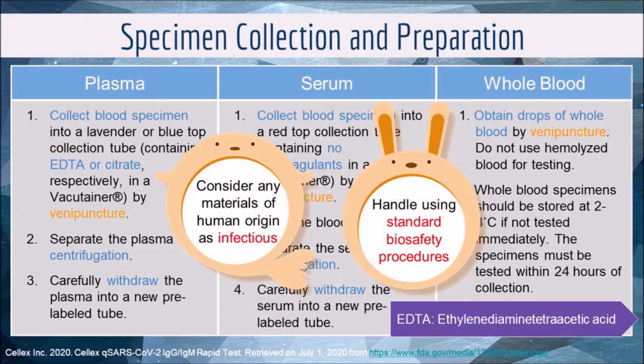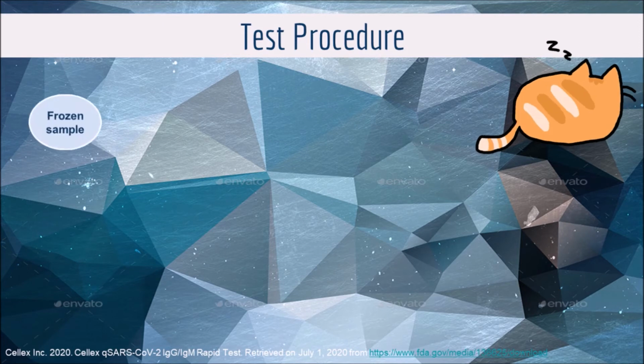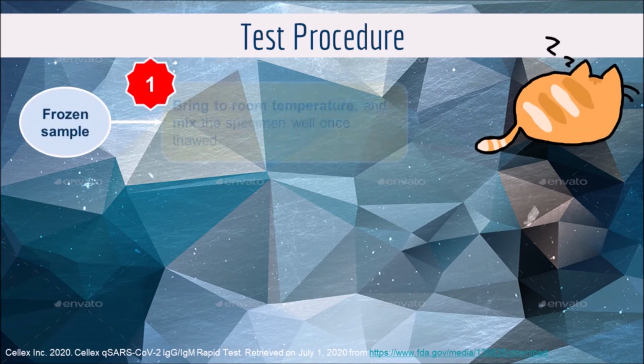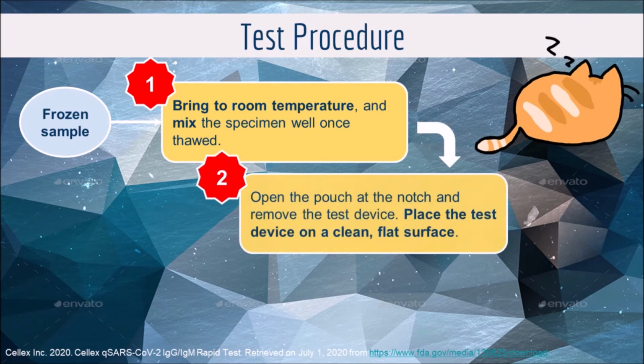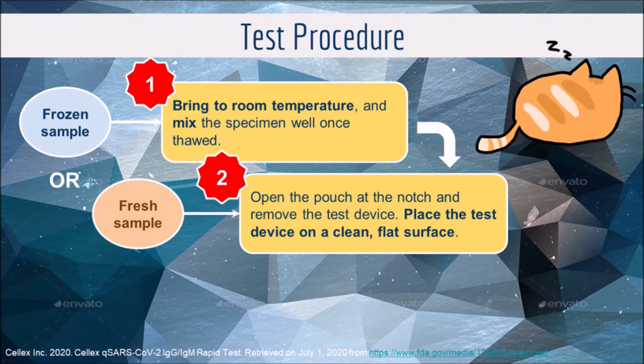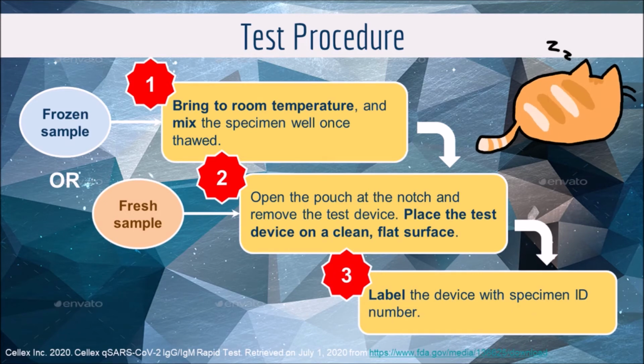We need to consider any materials of human origin as infectious, and thus we need to handle them using standard biosafety procedures. And here is the test procedure. When we are using a frozen sample, we need to thaw it to the room temperature and then mix them well once thawed. But if we are using a fresh sample, we need to place the test device on a clean, flat surface without thawing it. And then we need to label the device with a specimen ID number.